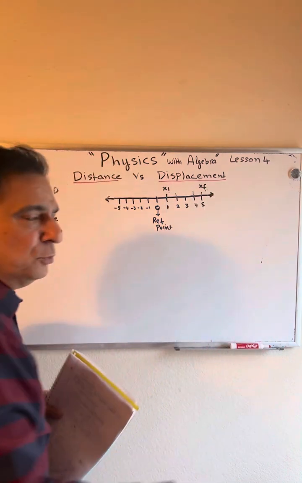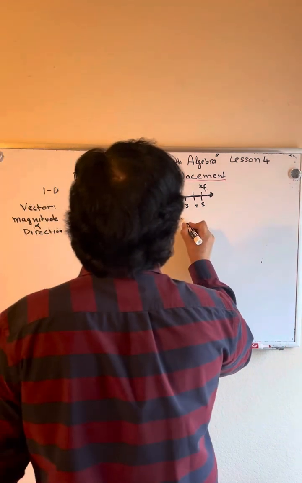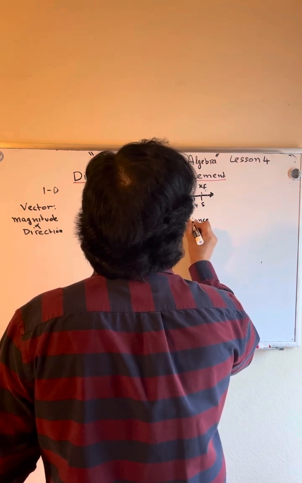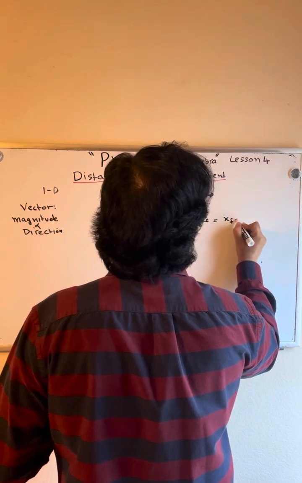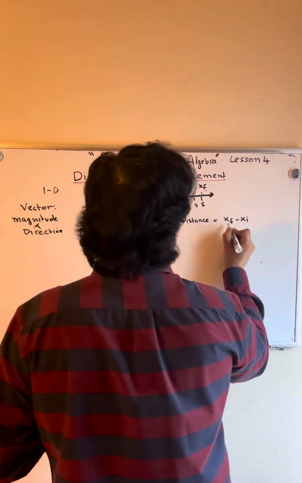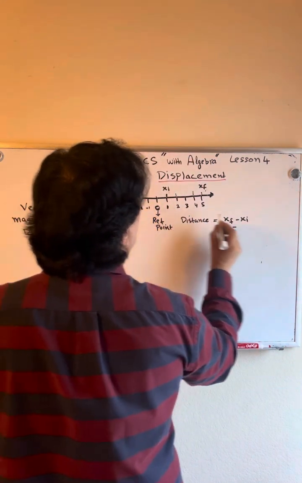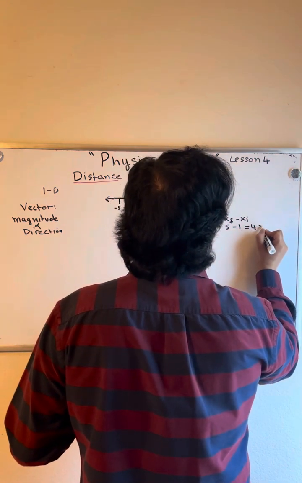So I asked you, can you tell me what's the distance traveled? And it's real easy. Anybody should be able to figure it out. It's x of f minus x of i. So what is x of f? 5, minus right here 1. So basically I can say I traveled 4 meters.